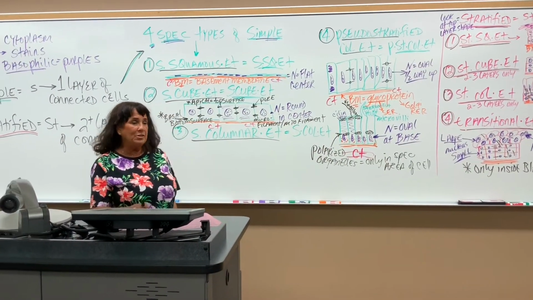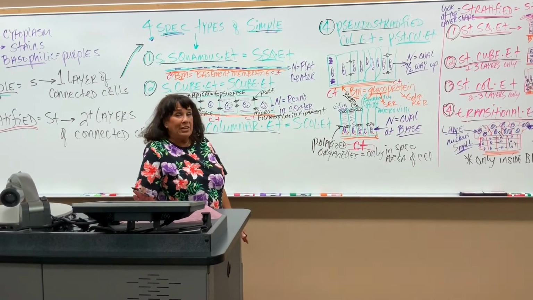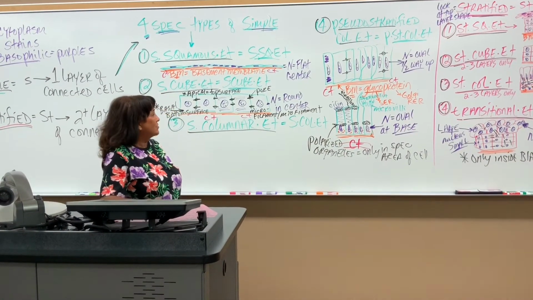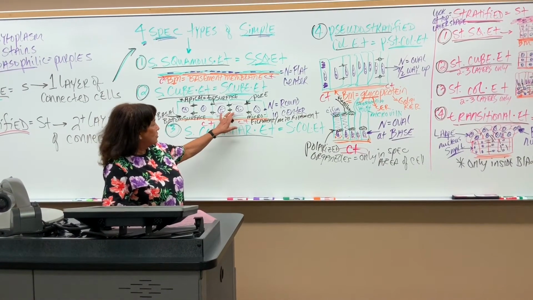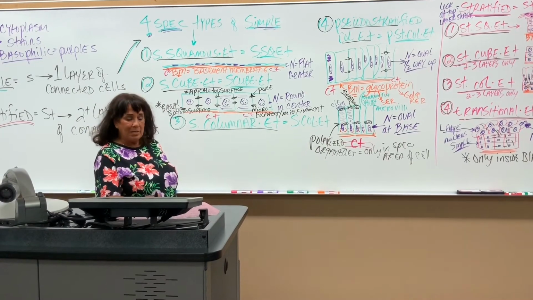And so certain organelles are found only in certain places, like the nucleus. The nucleus isn't a true organelle, it's a structure, but basically the nucleus is always found in the middle of simple cube ET cells.